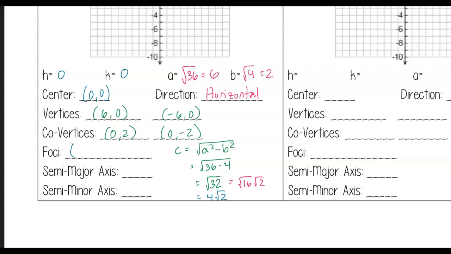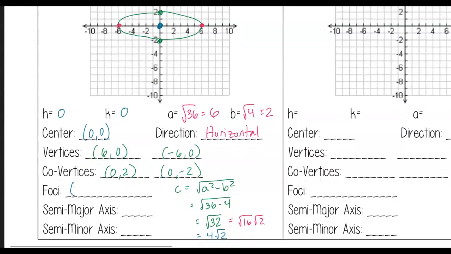Now, this is a horizontal ellipse. It's going to have the same, in this case, y value as the center, because our foci are located there. Now, what is 4 square root 2? What is that close to? 4 square root 2 is like a little over 5.5. So from the center, 1, 2, 3, 4, 5, it's right about there. So both of those points have the same k value as the center, 0, and I both add and subtract my c value from my center's h value, which was also 0.